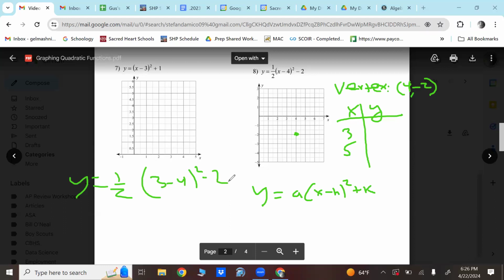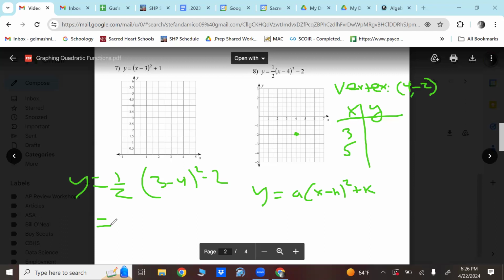3 minus 4 equals -1, squared is 1, times 1/2, minus 2. The answer is 1/2, right? Maybe. Okay, do you have a calculator? Just use a calculator then, because you're struggling to do the mental math today. Just plug it into the calculator and tell me what you get.